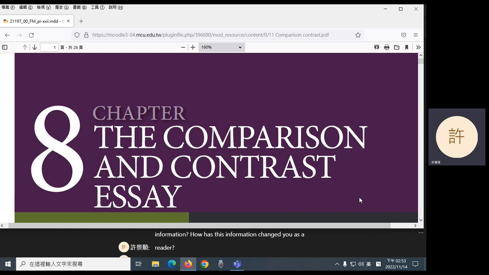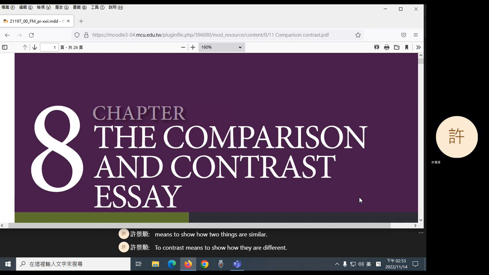The main body of the essay is where you do the comparing and the contrasting. Compare and contrast are two different things. To compare means to show how two things are similar. To contrast means to show how they are different. So there are two main ways you can write a comparison contrast essay.